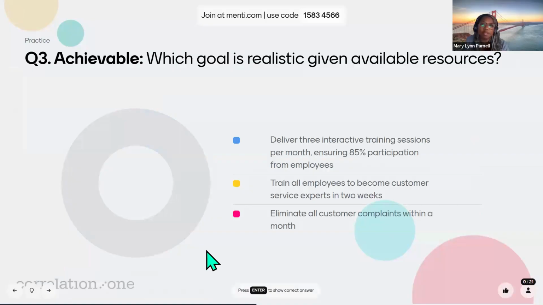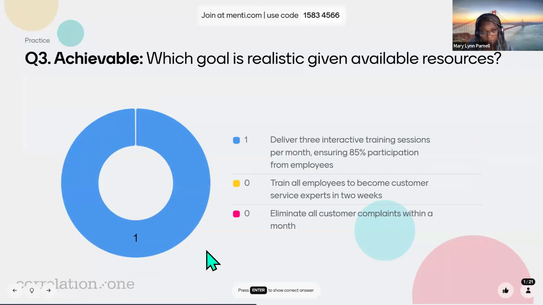All right. What makes this achievable? Which goal is realistic given available resources? Deliver 3 interactive training sessions per month, ensuring 85% participation, training all employees to become service experts in 2 weeks, eliminating all customer complaints within a month.